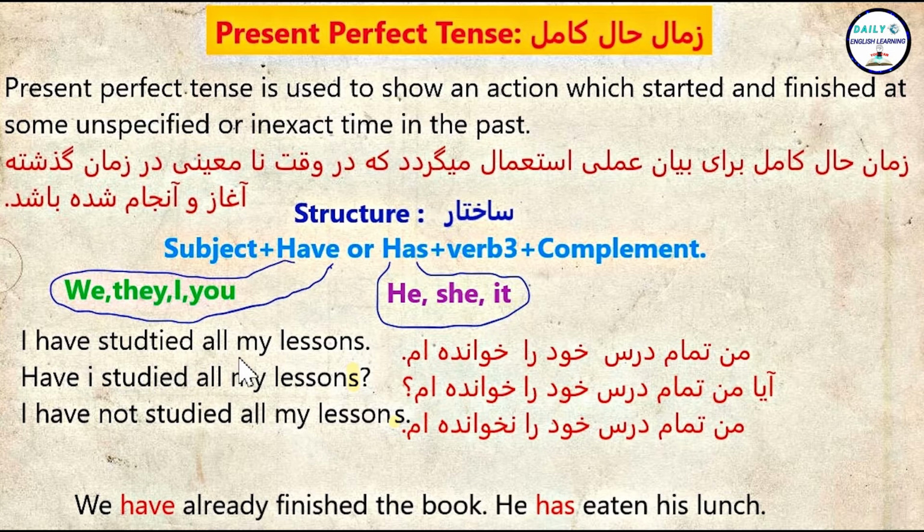I have studied all my lessons. من تمامی درس‌های خود را خواندم. جمله مثبت شد. Have I studied all my lessons? آیا من تمامی درس‌های خود را خواندم؟ جمله سوالی شد.